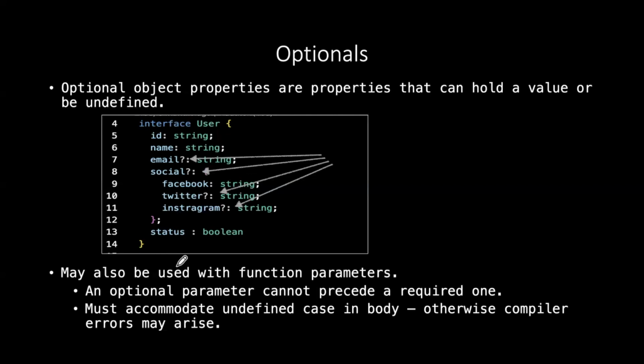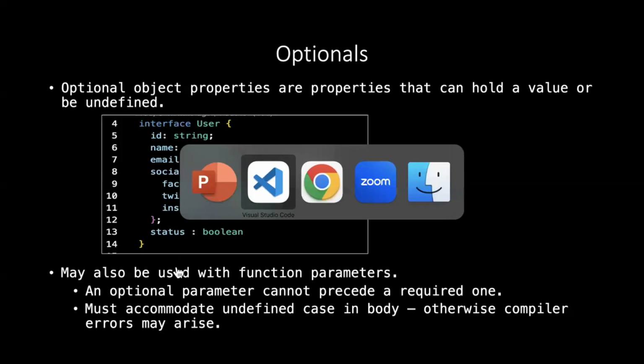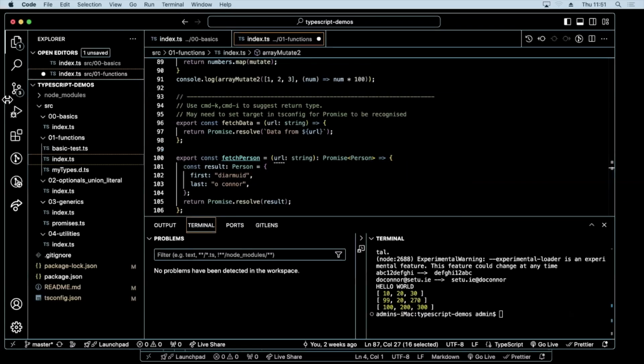And we can also use the optional syntax, the question mark, with functions, because functions in JavaScript can actually have variable lists of parameters. And that carries forward then into TypeScript. The only thing though is that the optional parameters in a function have to be the trailing ones. They can't be in the middle of the parameter list. So if I go back to our source code for some examples of optionals, although I think it's a straightforward enough thing to understand really.